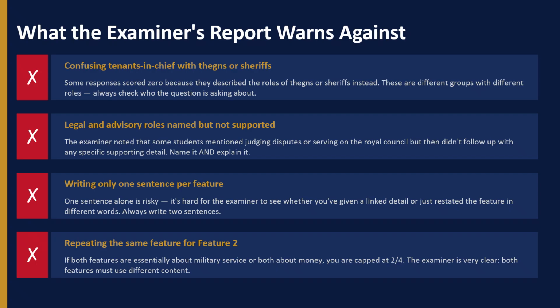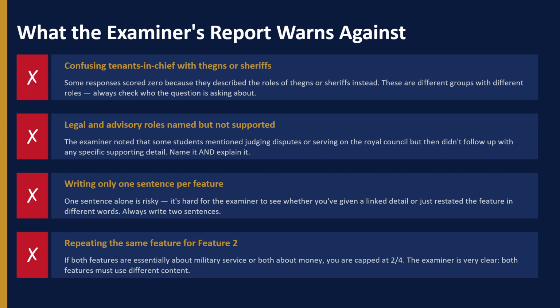Every year, the examiner highlights the same pitfalls, and if you avoid them, you're already outperforming half the cohort. So, one of the key things is writing about the wrong thing or the wrong group. For this, you need to make sure that you are writing about the tenants-in-chief and not confusing them with thanes or sheriffs. These roles are not interchangeable, so writing about the wrong group scores 0.